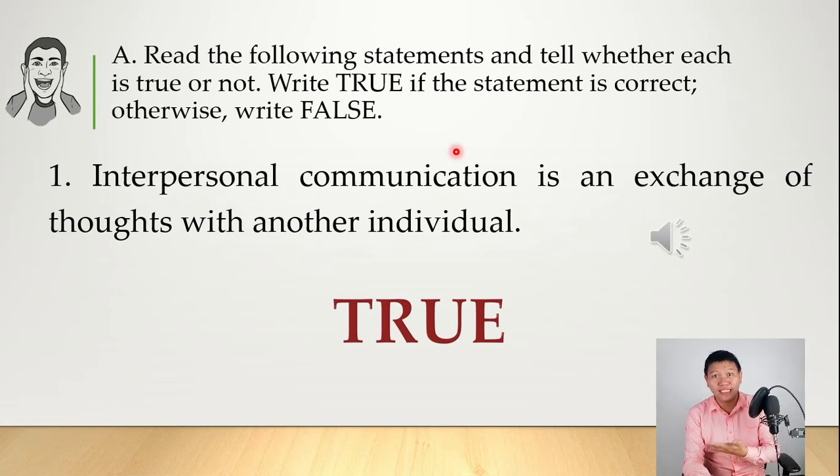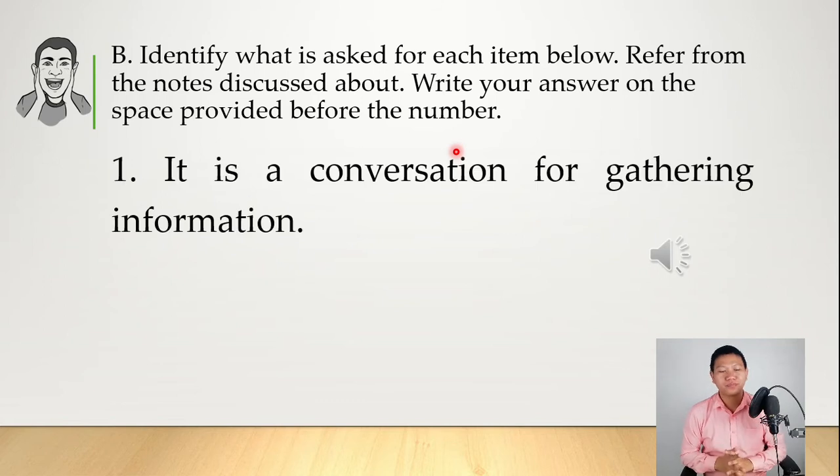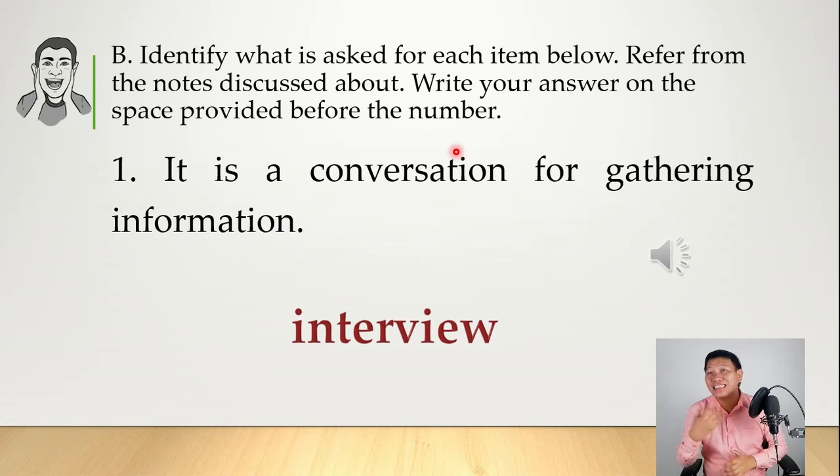You just answer the succeeding activities. For letter B, identify what is asked for each item. Refer to the notes discussed earlier. So you can refer to your module. Write your answer on the space provided before the number. So let's begin. Identify. It is a conversation for gathering information. 3, 2, 1, go! Very good. Interview, asking and gathering questions.